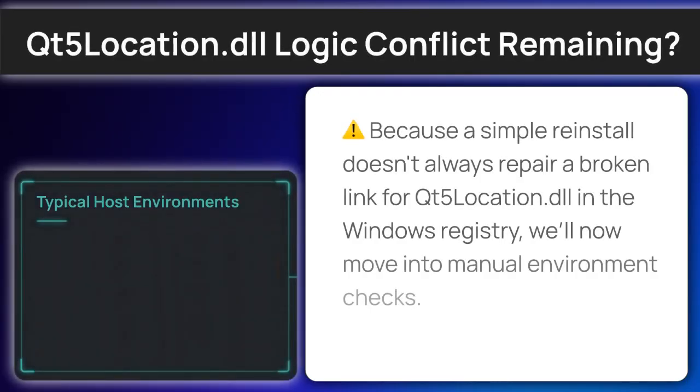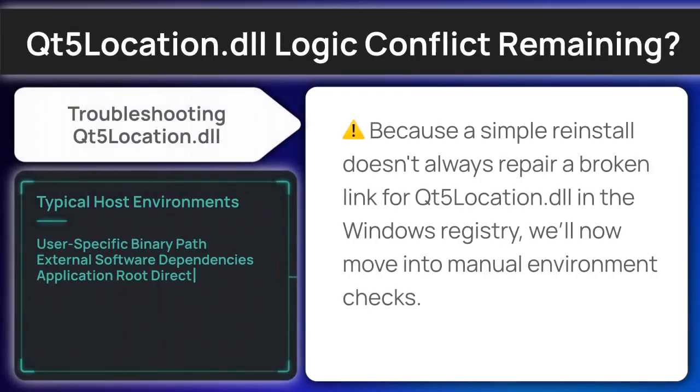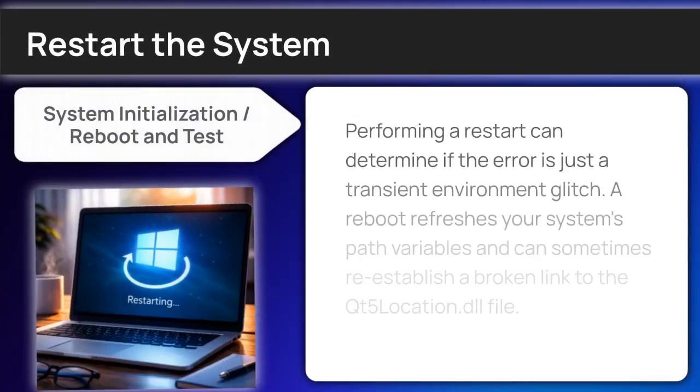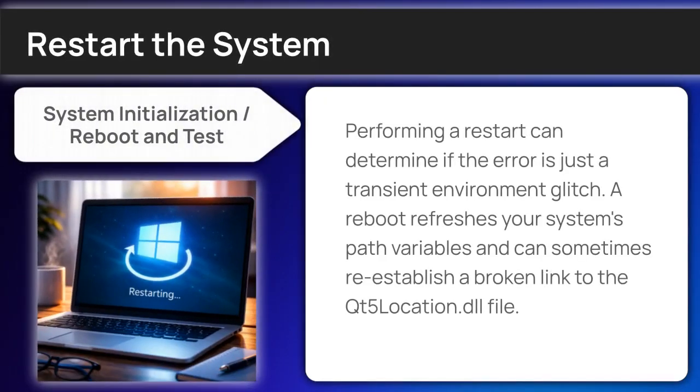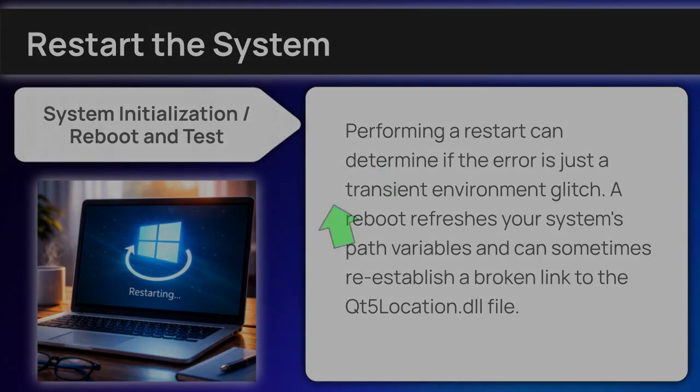If you're still seeing the missing file notification, we should attempt to force a synchronization between the software and the OS. A quick reboot can determine if the error is transient. While it won't fix a deleted file, it can re-establish the connection between your software and the Qt5Location file if the path was temporarily busy.